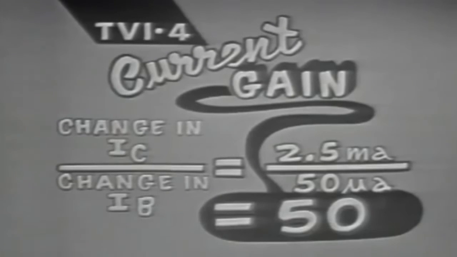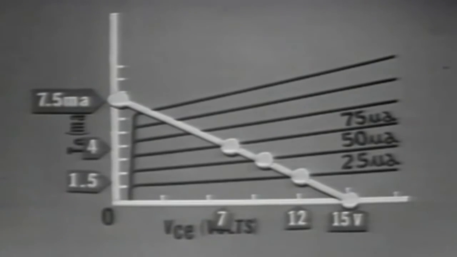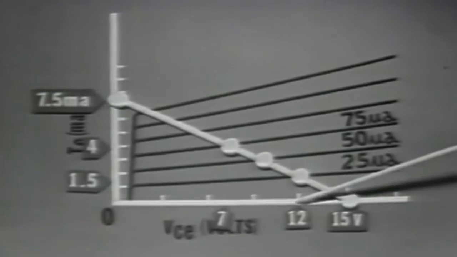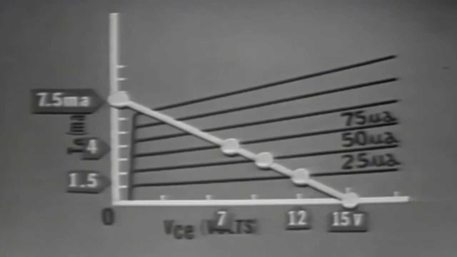Well, with a 50 microamp change in the input and a 2.5 milliamp change in the output, what's the current gain? All we have to do is divide the change in the input current into the change in the output current. The current gain is 50. At the same time current change, the graph indicates a collector voltage change from 7 volts to 12 volts, or a total of 5 volts peak to peak.